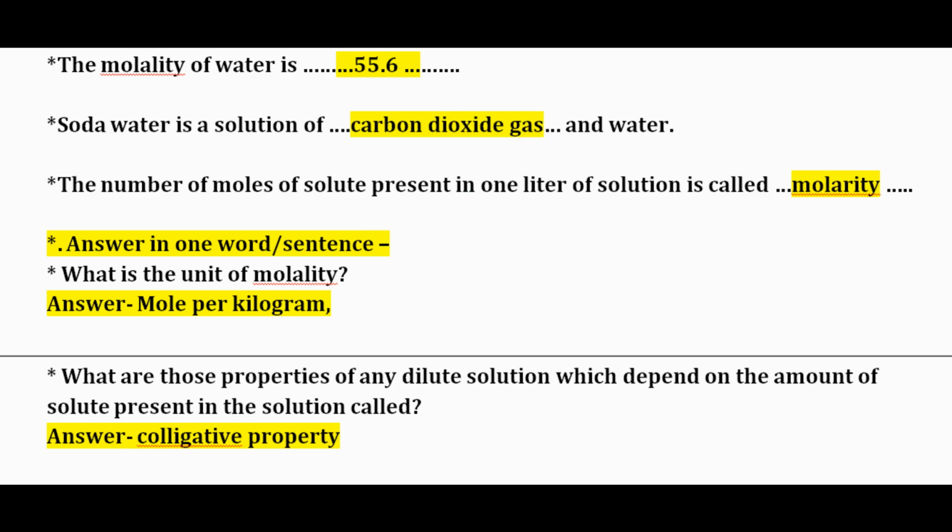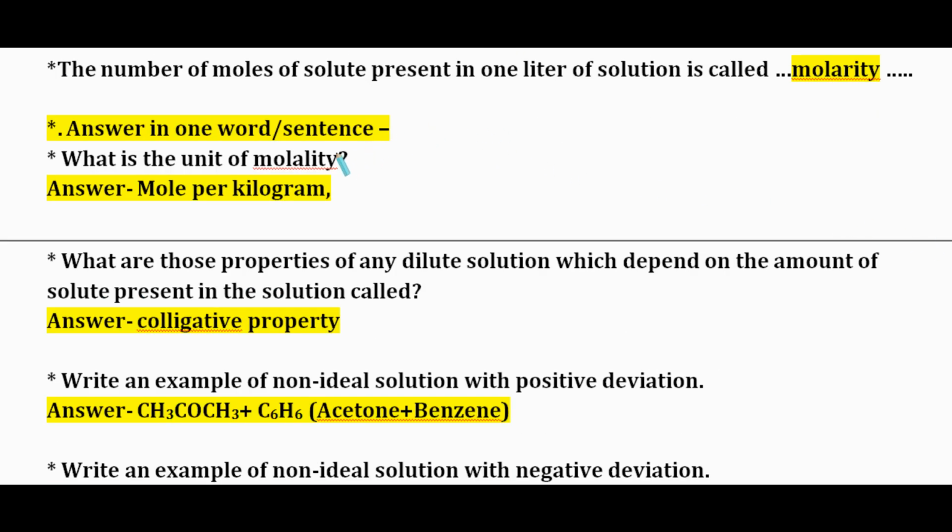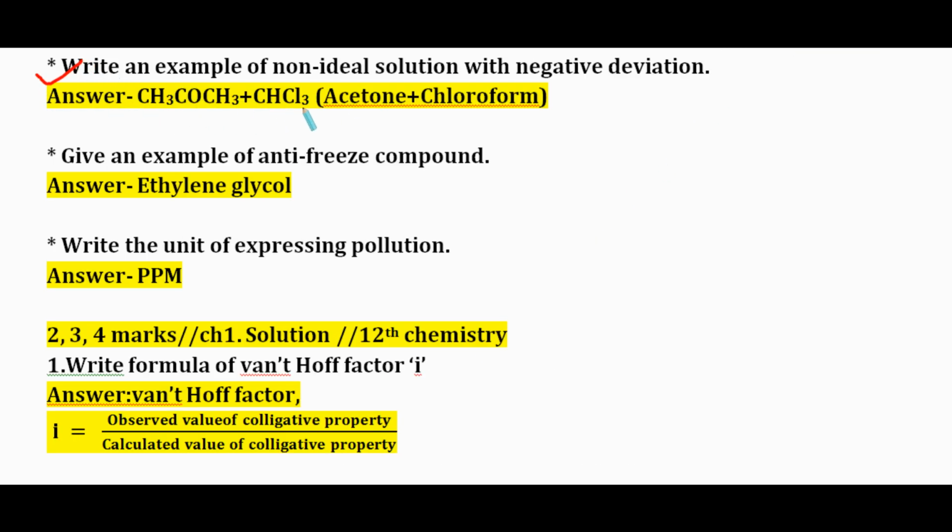Now, question pattern is one word or one sentence answer. What is the unit of molality? It is mole per kilogram. What are those properties of any dilute solution which depend on the amount of solute present in the solution called? Colligative properties. Write an example of non-ideal solution with positive deviation. It is acetone and benzene, and it can be written as CH3COCH3 plus C6H6. Write an example of non-ideal solution with negative deviation. This is acetone and chloroform, and it can also be written as CH3COCH3 plus CHCl3.